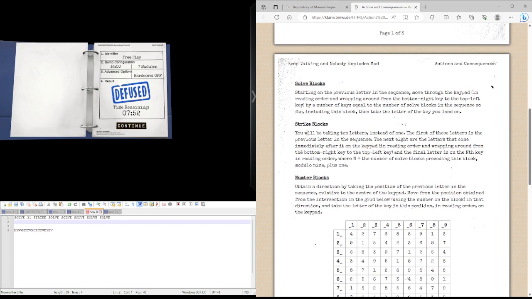And then strike ones, you get 10 letters, which is just the letter you just pressed, the next 8 letters after that, so the rest of the letters in reading order, and then this value of n, which is just the amount of self blocks you've had so far.